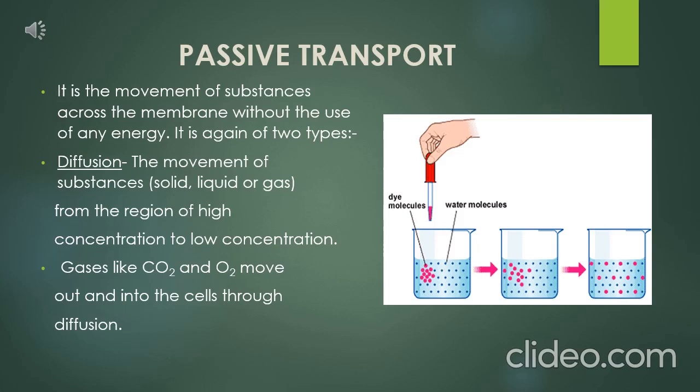In a similar way, gases like CO2 and O2 move out of and into the cells through diffusion. Gases also move due to diffusion without the use of any energy. They are just moving from high concentration to low concentration.